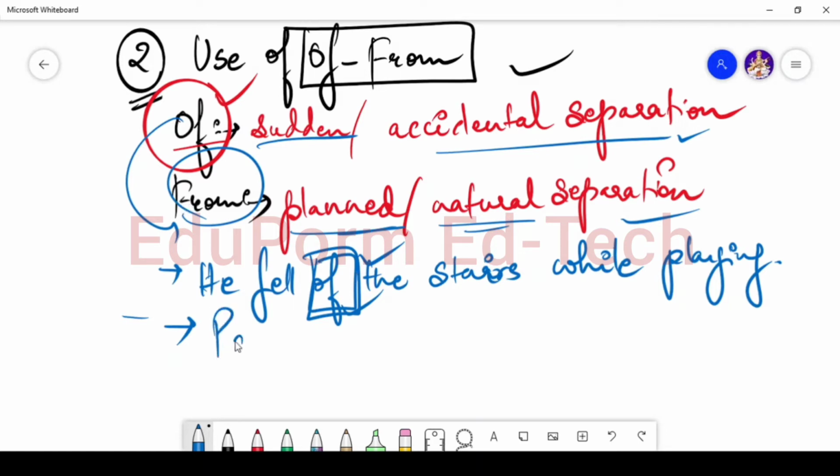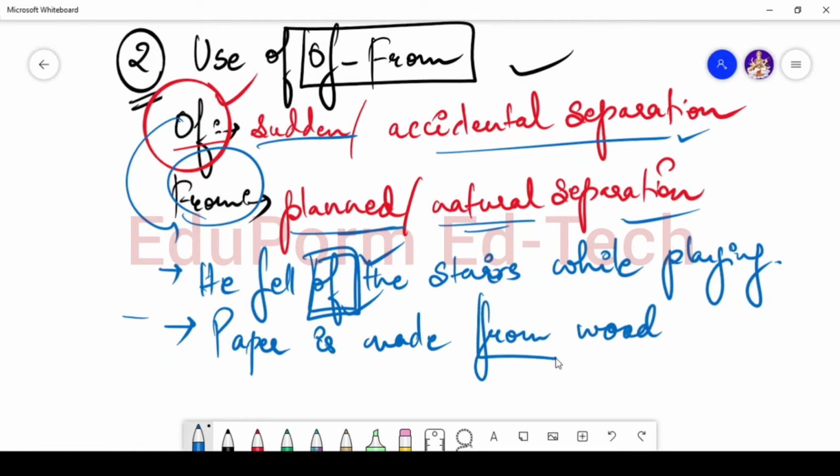Like if I say that paper is made from wood, ये तो हमने जान बुझ के किया. हमें पता है कि लकड़ी से बनते हैं कागज. ठीक है, ये तो हमने जान बुझ के किया.